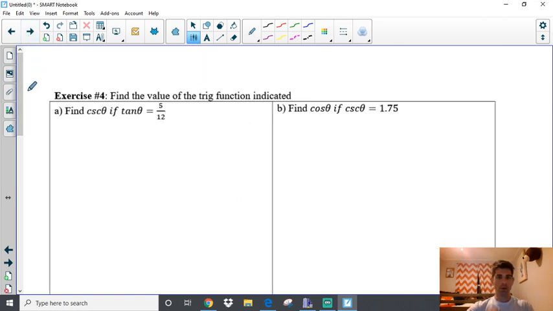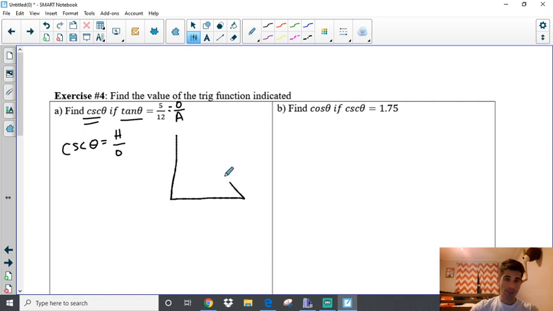Okay, find the value of the trig function indicated. So they want the cosecant if I'm giving you the tangent. When you do these, it's kind of the same question as before, but now after creating your triangle and putting everything in, they want to know the cosecant. The tangent is the opposite divided by the adjacent. Cosecant comes from sine, so in order to find the cosecant of theta, I need the hypotenuse over the opposite. So I don't have the hypotenuse.